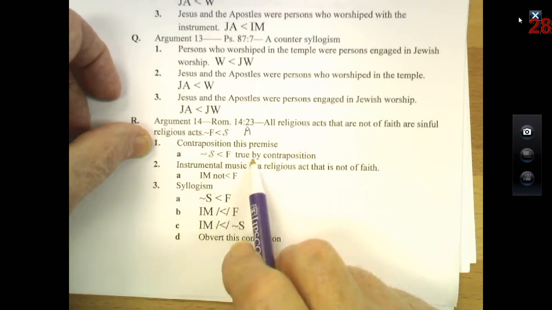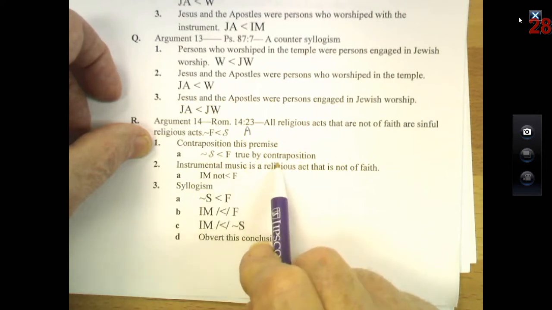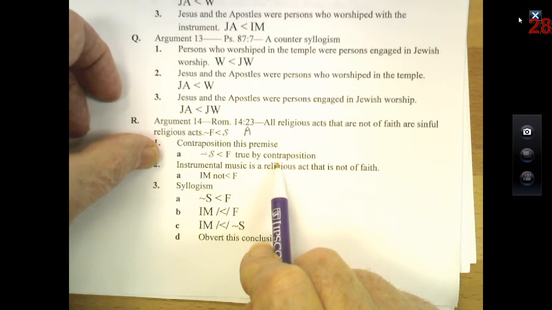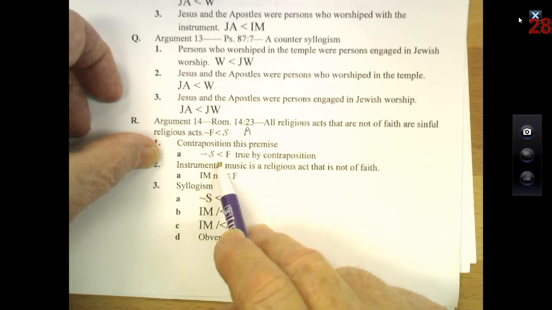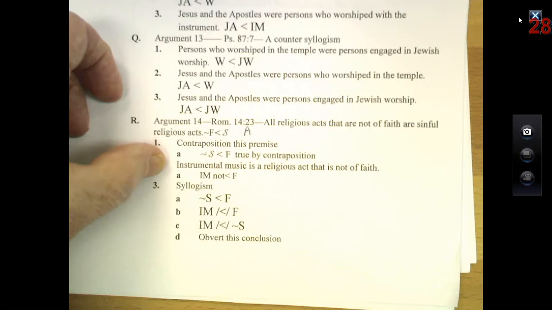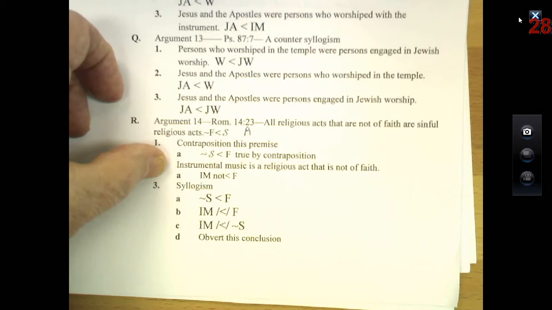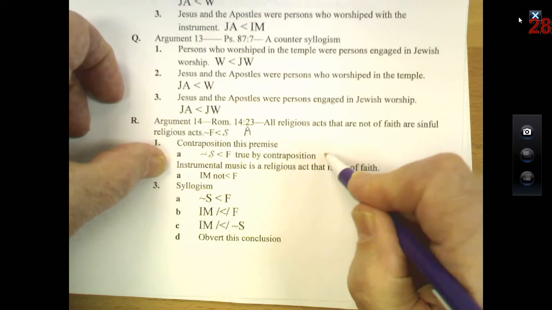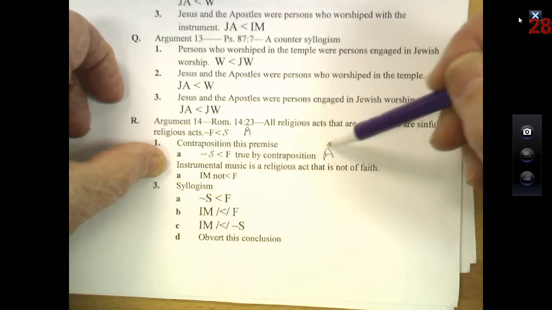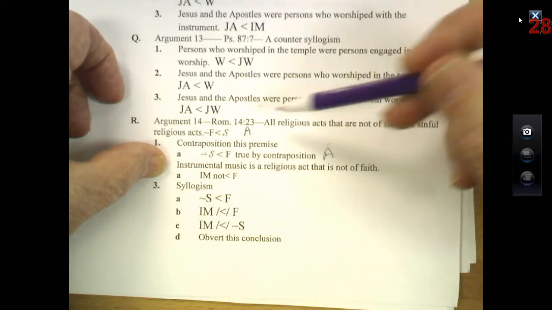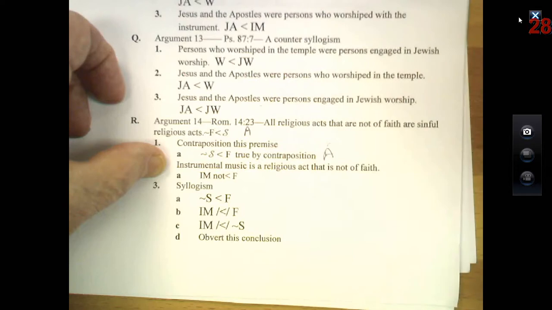That's true by contraposition. Isn't that an E statement? No sinful... all unsinful acts are acts of faith. That's an A. Now, when you contrapose something, it stays an A. If it starts out an A, it stays an A. If it starts out an O, it stays an O. So that's a neat thing about contraposition.